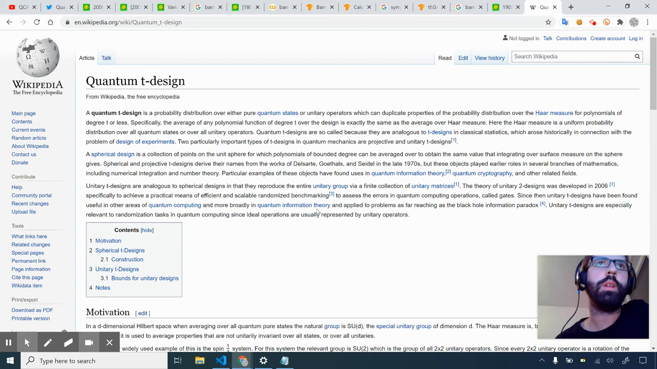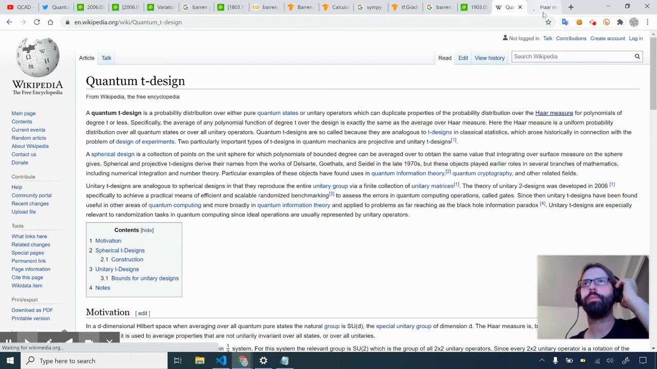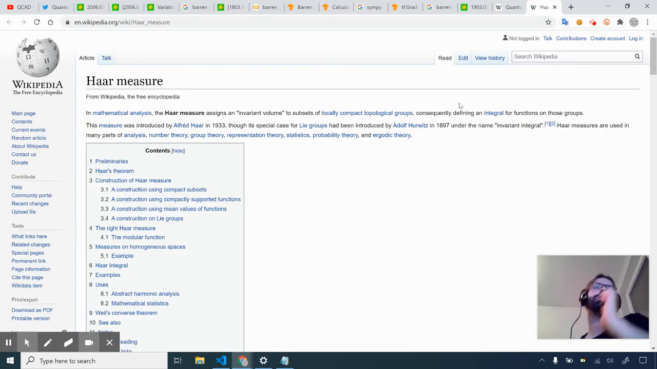A quantum T design is a probability distribution over either pure quantum states or unitaries, which can duplicate properties of the probability distribution over the Haar measure. Okay, I have no idea what this is. What is a Haar measure? In mathematical analysis, the Haar measure assigns an invariant volume to subsets of locally compact topological groups, consequently defining an integral for functions on those groups. What? This measure was introduced by Alfred Haar. Does Haar mean hair? A special case for Lie groups was introduced by Adolf Hurwitz, an invariant integral. Okay, I have no idea what this is.